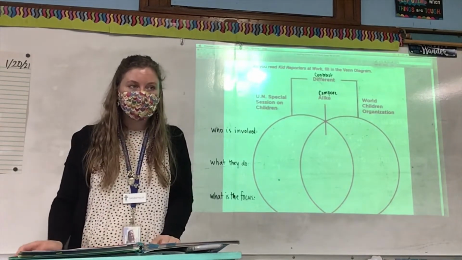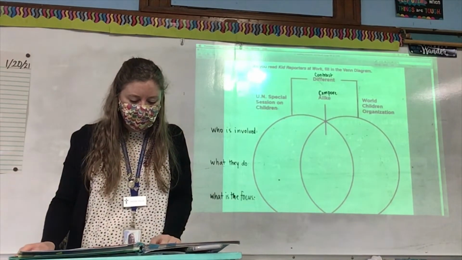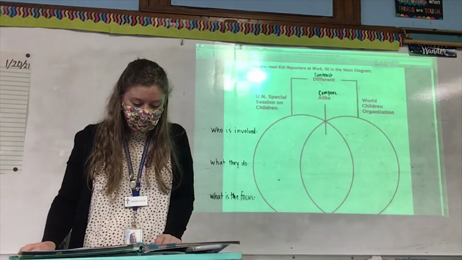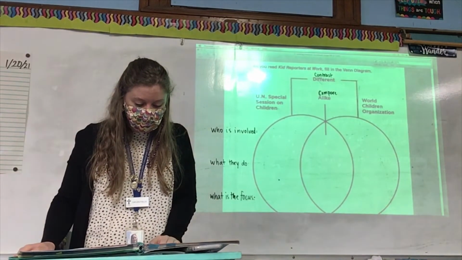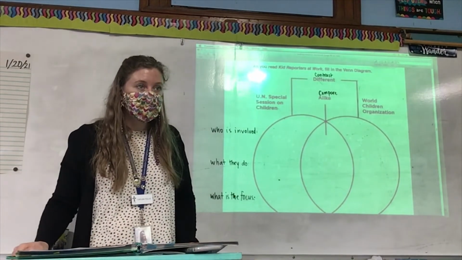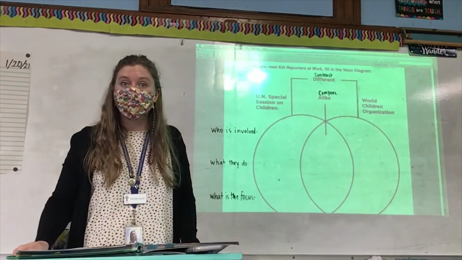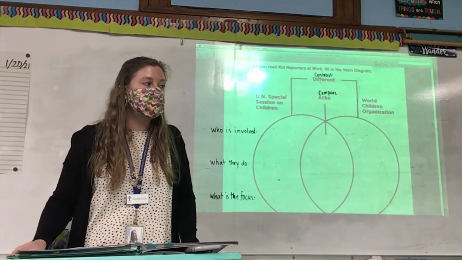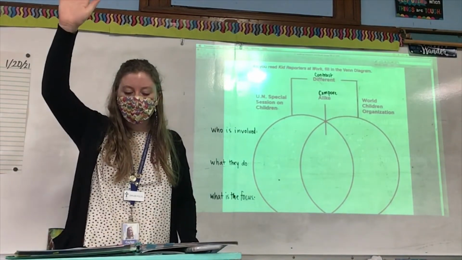Let's look at that sentence that Smith just read. The reporters don't have much in common except that they are both determined to do a good job as reporters covering an interesting story. Now that sentence does both. It compares and contrasts. How does that sentence contrast the kid reporters?